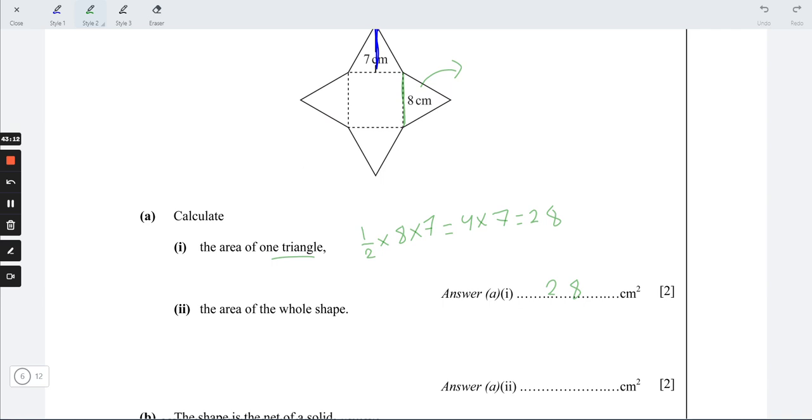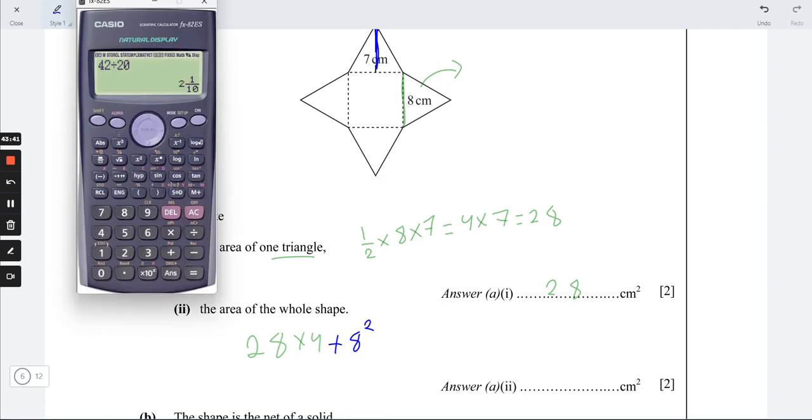So here 28 times 4, because we have 4 triangles, plus the area of the square, sorry, the area of the square, which is 8 times 8, which is 8 to the power of 2. You could write 8 to the power of 2, or write it as 8 times 8. Using your calculator, you will find the answer.